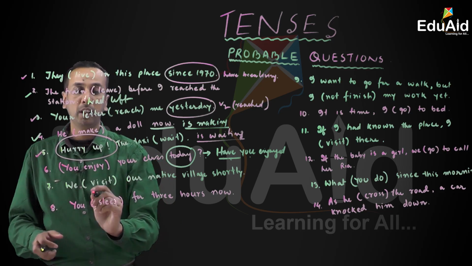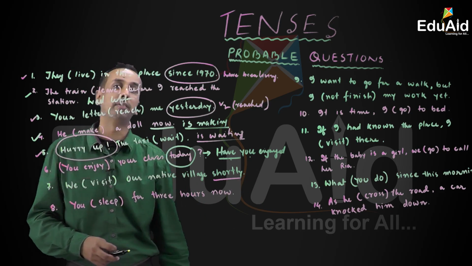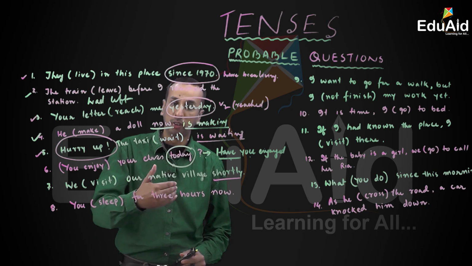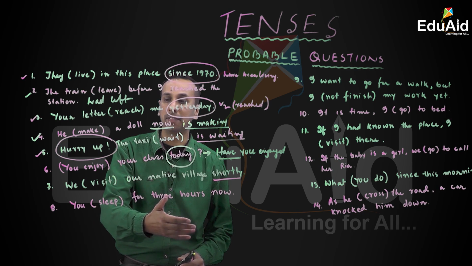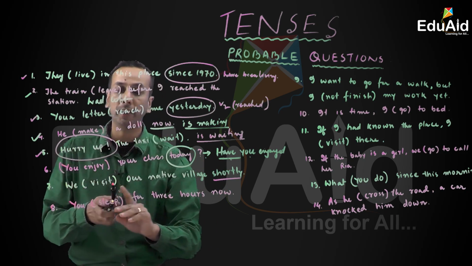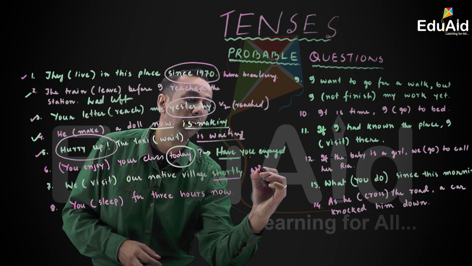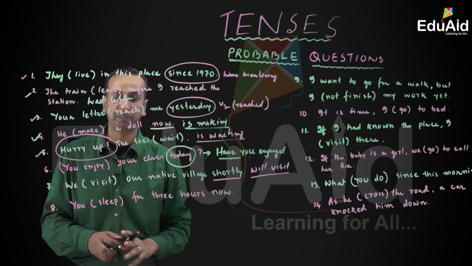Number 7. We visit our native village shortly. Time is denoted by the adverb shortly. That action will be completed in the future time. We visit our native village shortly. We are going with will visit. Will visit our native village shortly.